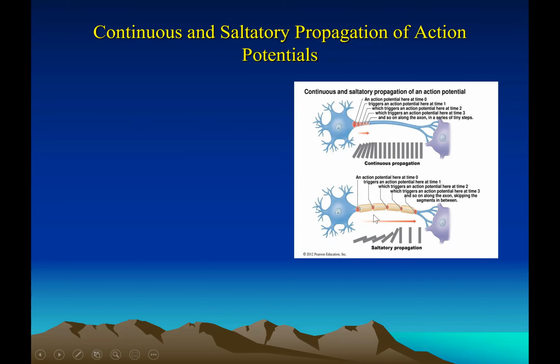So what happens in saltatory, we see this in myelinated axons. The action potential is propagated by jumping from node to node. These nodes are called nodes of Ranvier, because the sodium concentration gradient is moved along the axoplasm inside. So it's very quick.